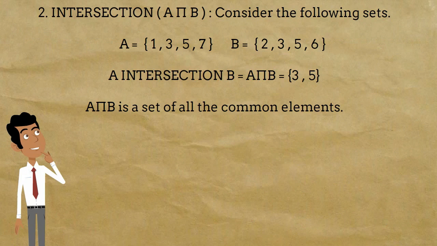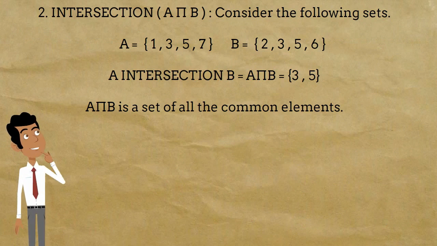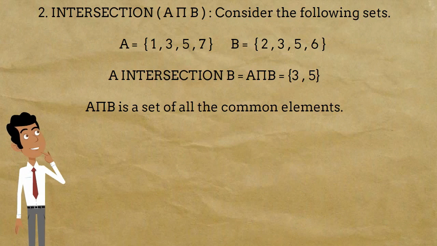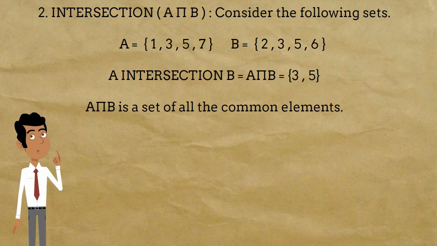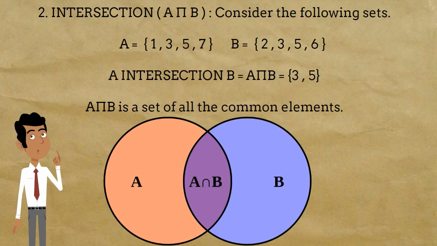The second operation is called intersection, which is also written as A ∩ B. To understand this concept, consider the following sets. A has values 1, 3, 5, 7 and B has values 2, 3, 5 and 6. Now A intersection B is equal to 3, 5, which means the two values that are common in both the sets. Therefore, A intersection B is a set of all the common elements. As seen in the Venn diagram, the purple shaded area represents A intersection B.